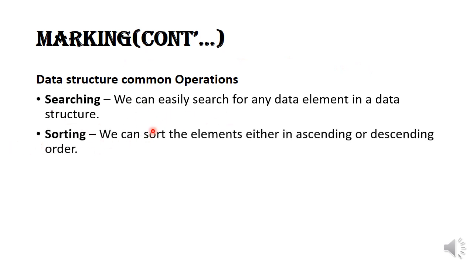Sorting means arranging elements in a given order. So we can sort elements from A to Z, starting from A to Z of the English alphabet, and Z to A order, or simply we can arrange elements in ascending or descending order. Ascending order means from smallest to the greatest. Descending order means from greatest to the smallest. So we can sort the elements of a given data structure.